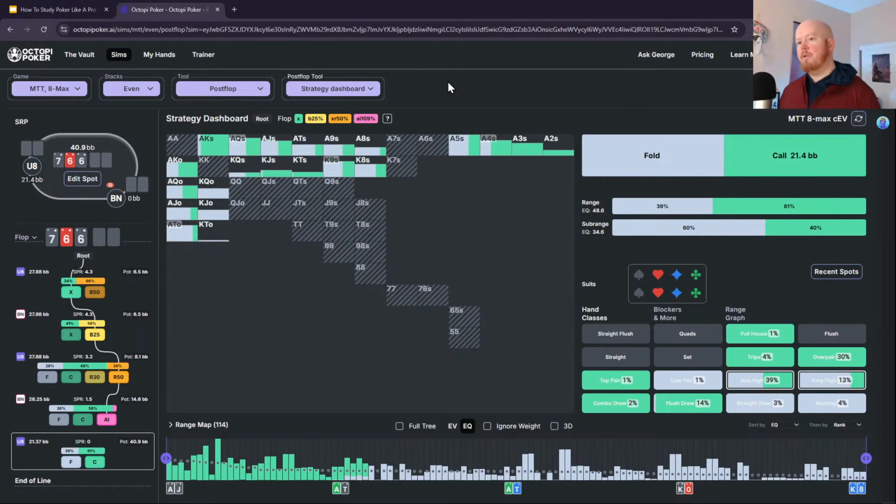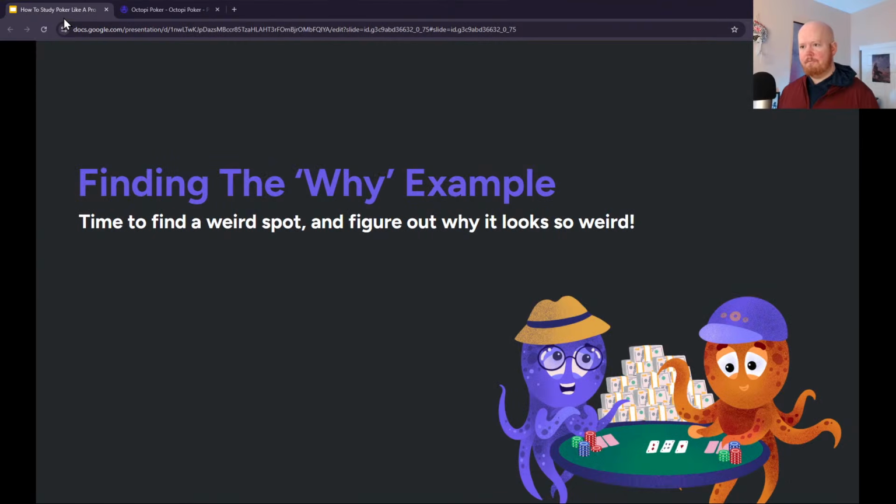We want to think about what classes of hands we're going to be targeting with any given option. And like I say, the why is in there. The why is always in there somewhere. You just have to be able to figure out what the principle is that is called into action here. And in most cases, it's indifference, and how you're keeping the opponent indifferent by taking that action. So this is how we find the why.